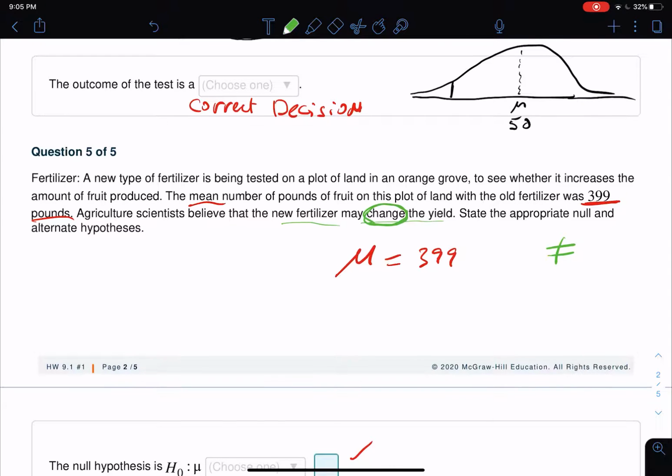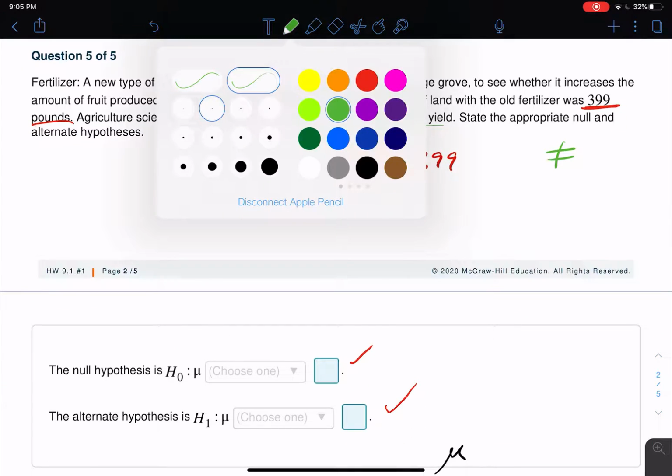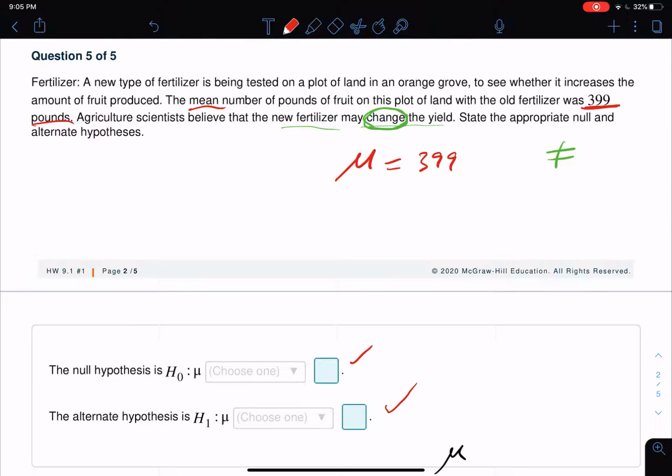So for our first part, our null hypothesis, remember it has to have the equal sign in it, so it's going to be mu equals 399. And then our alternate hypothesis is going to be, let's see if the fertilizer changes the yield, and changing means it's not equal to 399. So we would test that and see if mu is not equal to 399.